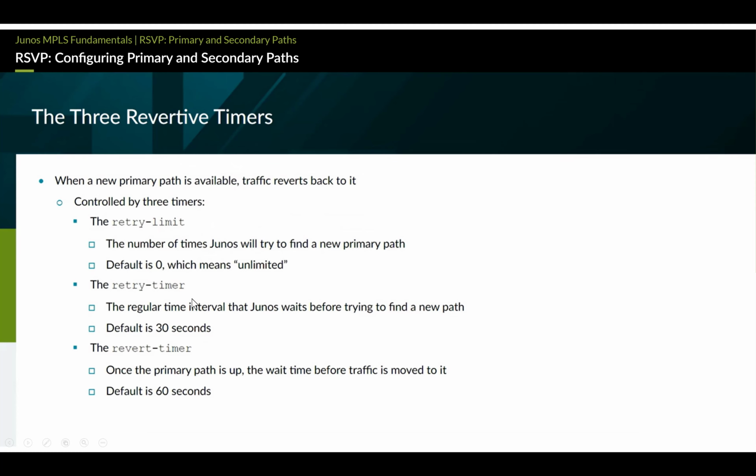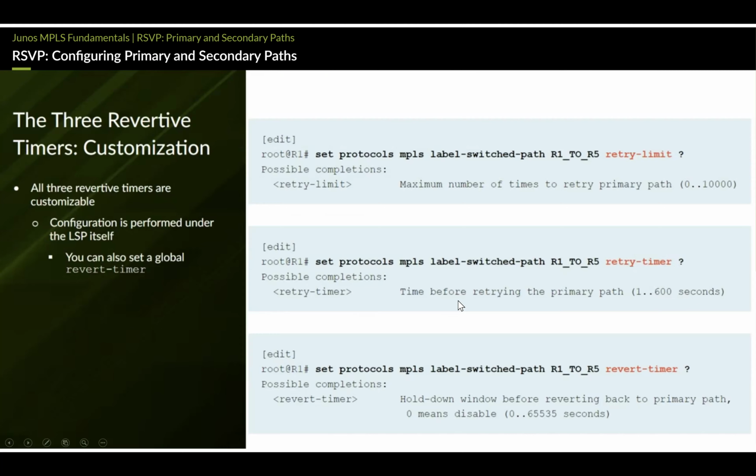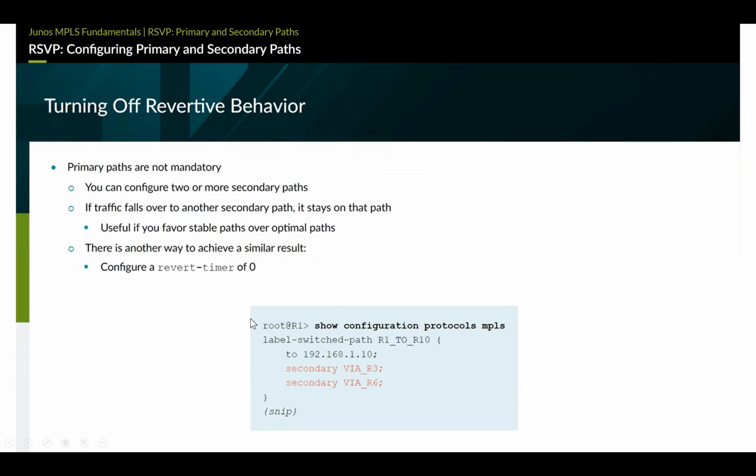The retry timer is the regular time interval that Junos waits before trying to find a new path. The default is 30 seconds. You can set a custom time. The revert timer: once the primary path is up, it is the wait time before traffic is moved to it. The default is 60 seconds. You can modify this. Okay, so these are the 3 timer options. If you want, you can modify them, or keep them as default. Now, moving on.